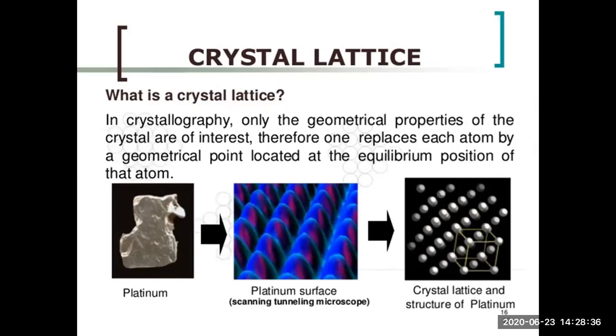Next one is crystal lattice. What is a crystal lattice? In crystallography, only the geometrical properties of the crystal are of interest. Therefore, one replaces each atom by a geometrical point located at the equilibrium position of that atom. It's like a chain. One connects to the other, and the other, and they all are connected together, and that's why they have a proper pattern.